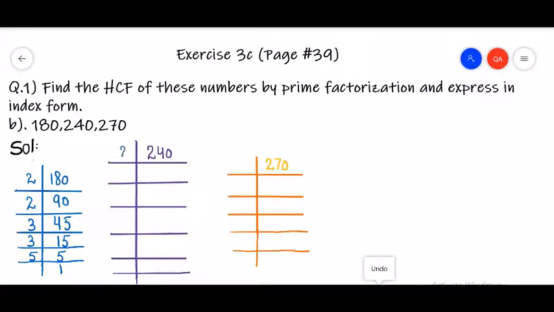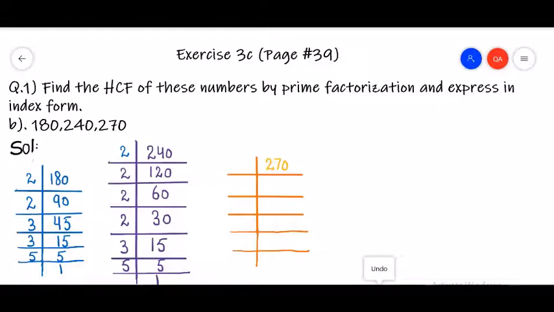It is an even number, so it will be divisible by 2. So 2 ones are 2, 2 twos are 4, and 0 we will write as it is. Again it is an even number, so it will be divisible by 2. 2 sixes are 12, and 0 as it is. Once again it is an even number, so it will be divisible by 2. 2 threes are 6, and 0 as it is. Again we have an even number, so we will divide it by 2. 2 ones are 2, 2 fives are 10. Now this is an odd number, so it will be divisible by 3. 3 fives are 15, and 5 ones are 5.